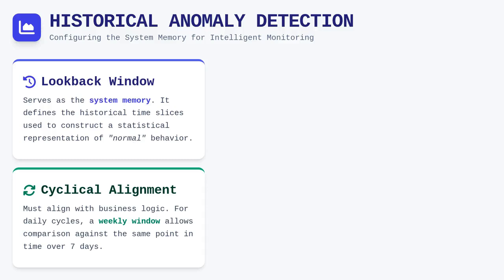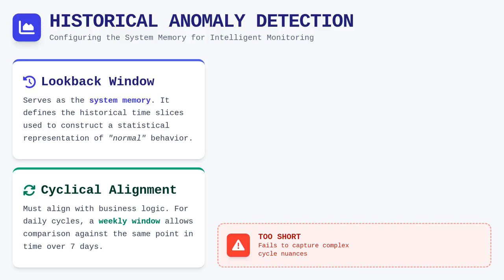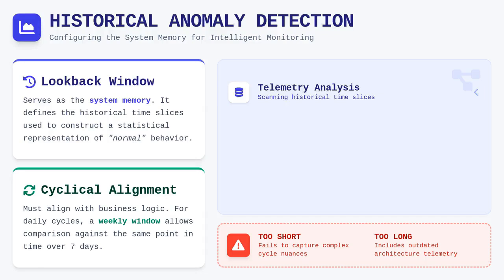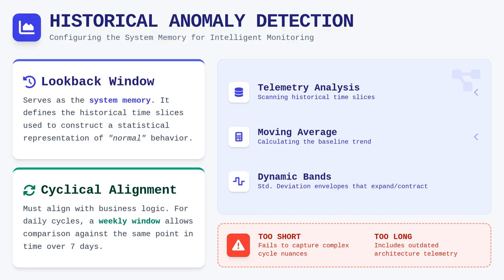It is critical to choose a window that aligns with the refresh rate of your cyclical business logic. For instance, choosing a window that is too short might fail to capture the nuances of a complex repeating cycle, while one that is excessively long might incorporate outdated telemetry that no longer accurately reflects your current system architecture. Once the lookback window is established, the platform calculates a moving average accompanied by dynamically adjusting standard deviation bands. These bands are essentially envelopes that expand and contract as the expected value changes throughout the day, providing a flexible safety net that wraps tightly around your legitimate traffic patterns.